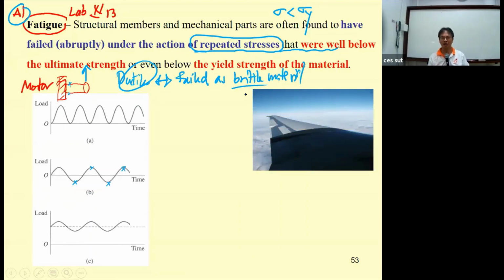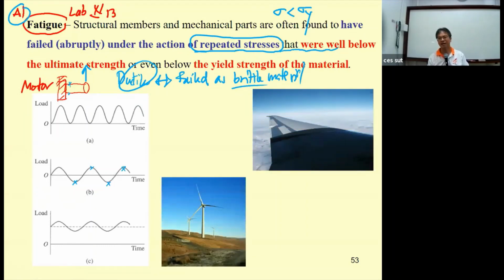Structures like the wing of an airplane, or the blade of a wind turbine, when subjected to the wind, can vibrate, and then the stress in this kind of structure will change, such as shown in this load-time diagram.